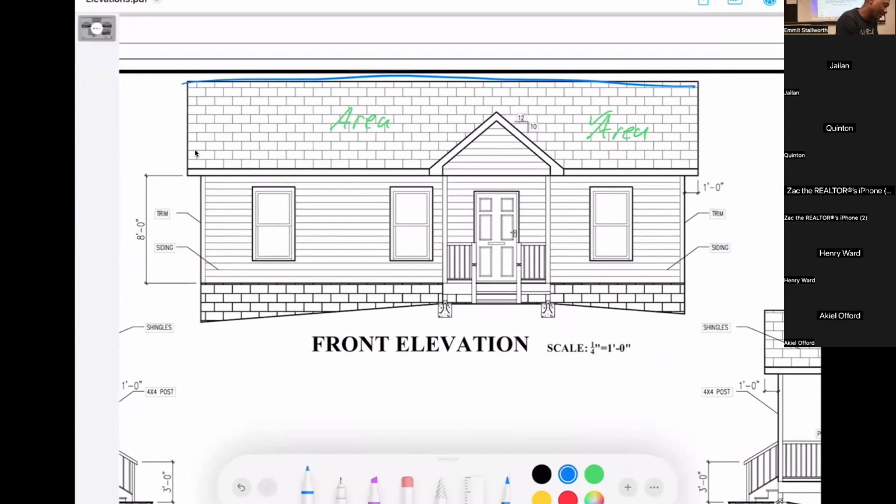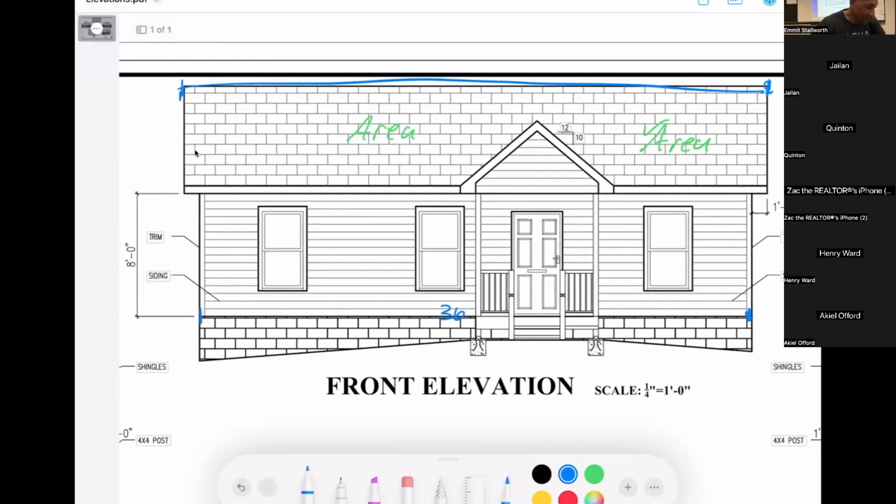Now, here's the issue right here. That's 36 from here to here. Does that make sense? I need the distance from here to here. What must I add to it? Come on, guys. Look at it again. You guys got to catch all these little things.